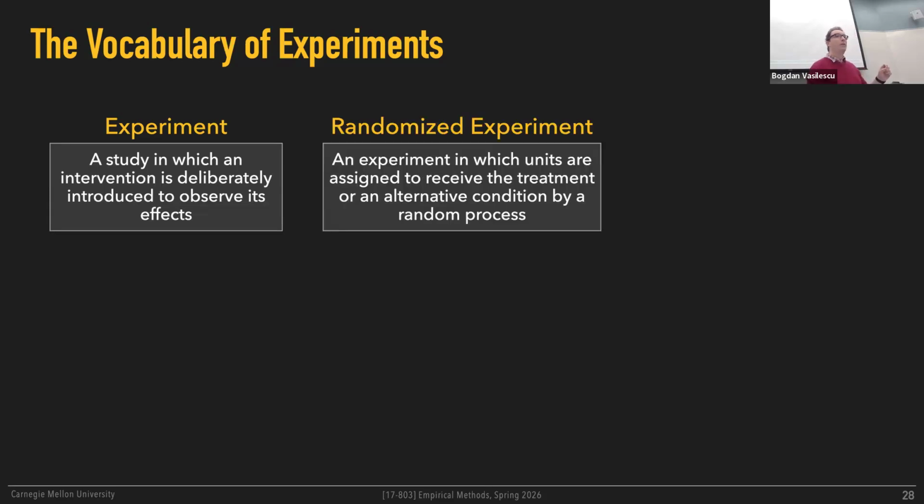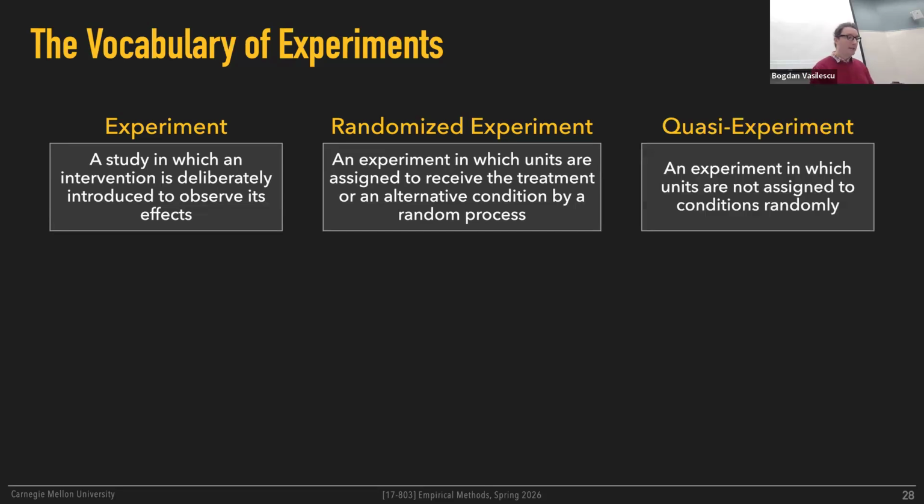We usually refer to a randomized experiment when the assignment to conditions is random. So that's the gold standard: a randomized experiment, not necessarily just an experiment, because of all the reasons we just discussed. There's also a quasi-experiment.